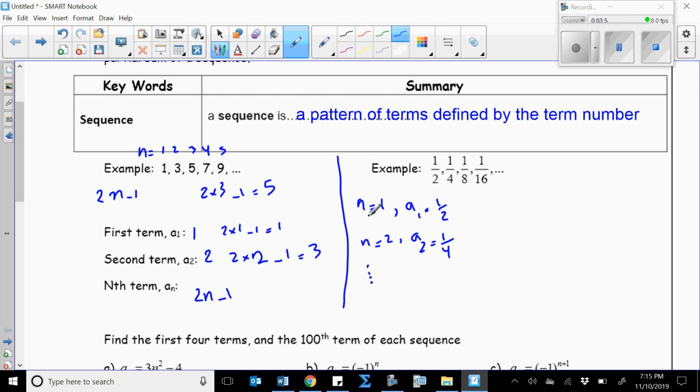And so on. If I look at all these terms, I see that each denominator can be written as a power of 2. For example, the first one is 2 to the power of 1. The second one, the denominator is 2 to the power of 2. The third one, when n is equal to 3, we have 1 over 8, and that's 2 to the power of 3. So I can write the general rule as an equal to 1 over 2 to the power of n. So this will be the nth term of this sequence.